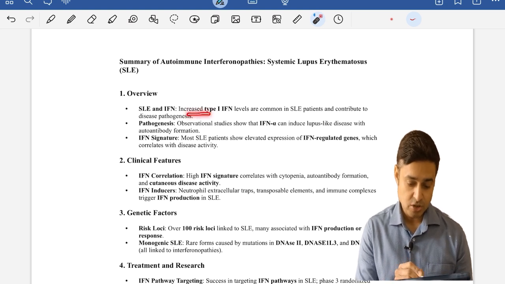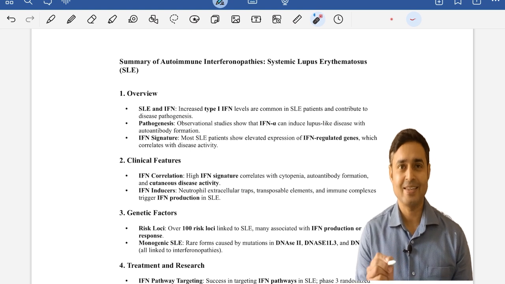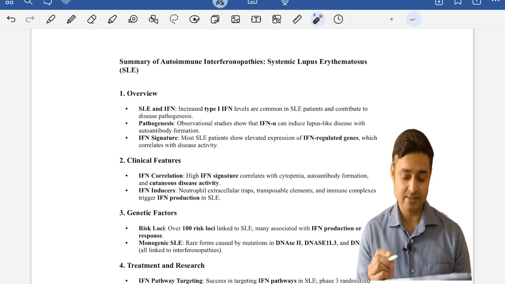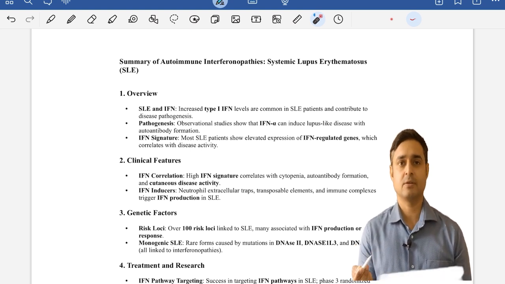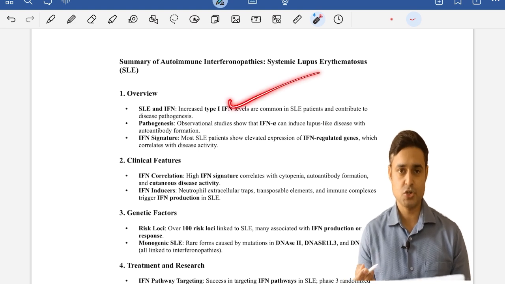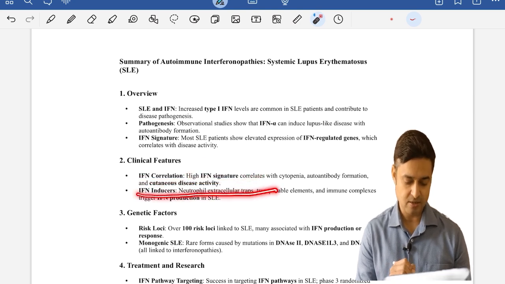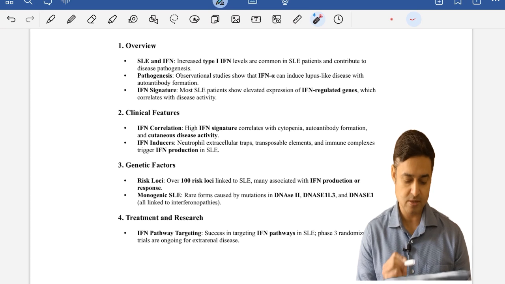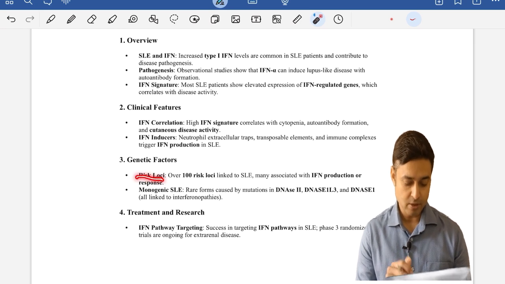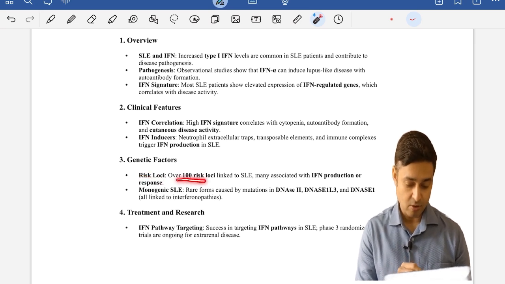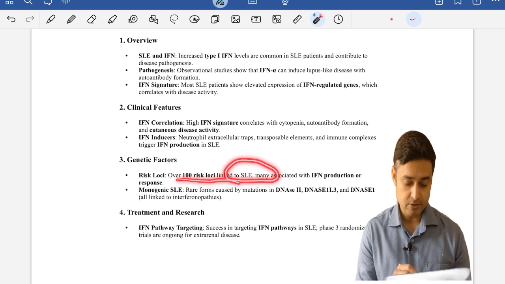So in SLE, increased interferon levels are seen. SLE also has a mechanism which involves interferon. Don't remember the whole slide. Interferon correlation, interferon signatures are there. Interferon inducers are there. What is important is the risk loci. Over 100 risk loci are linked to SLE.